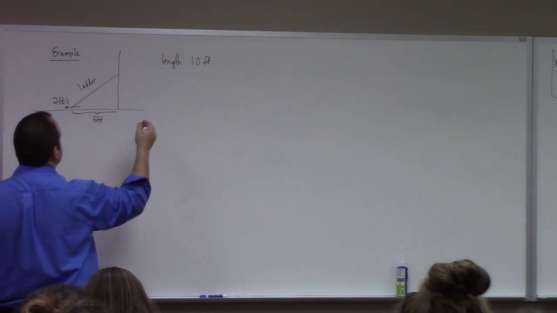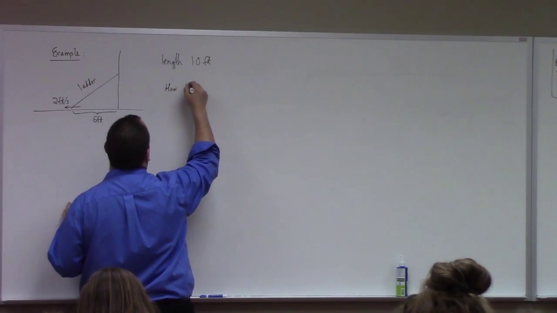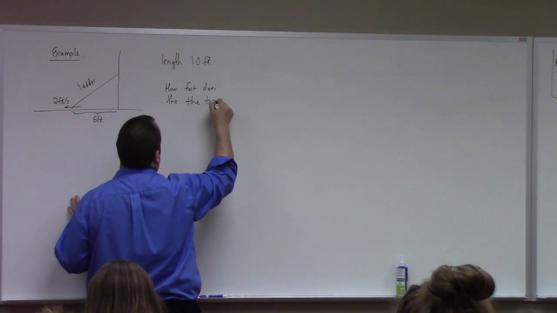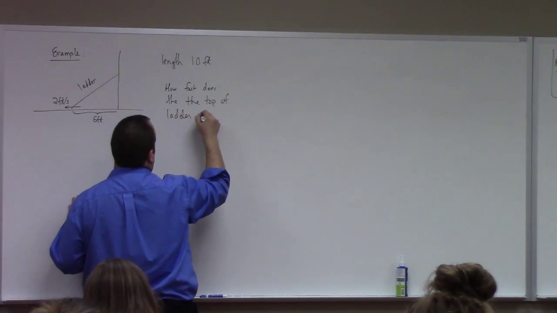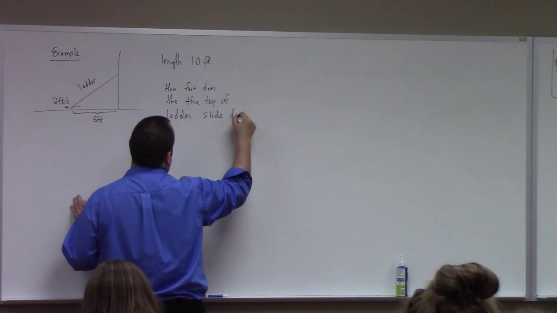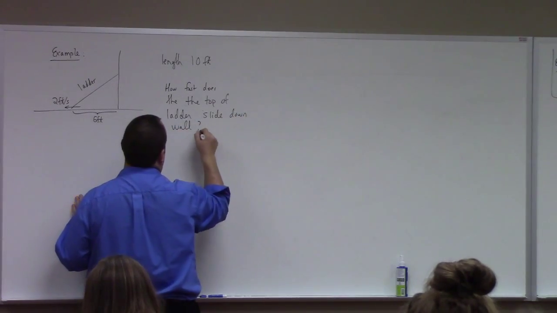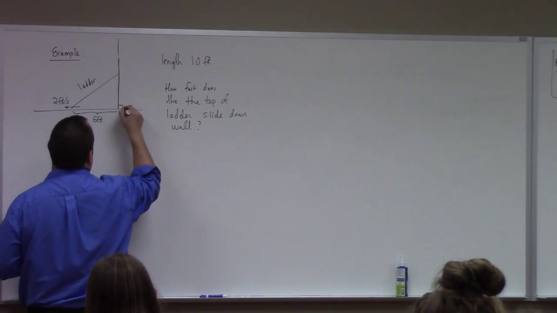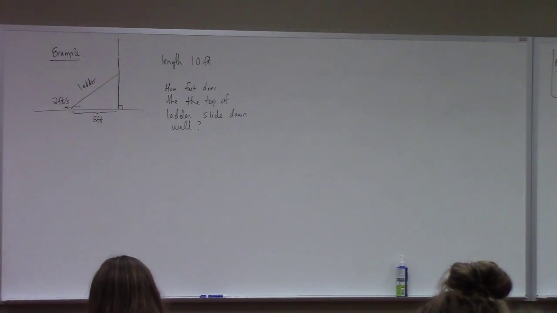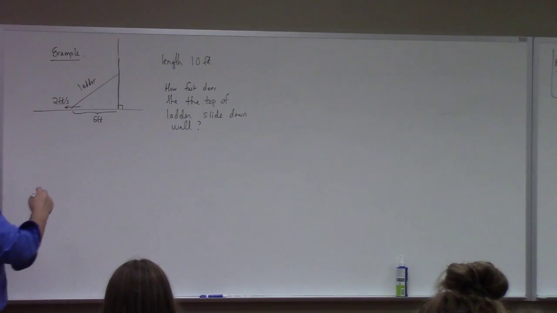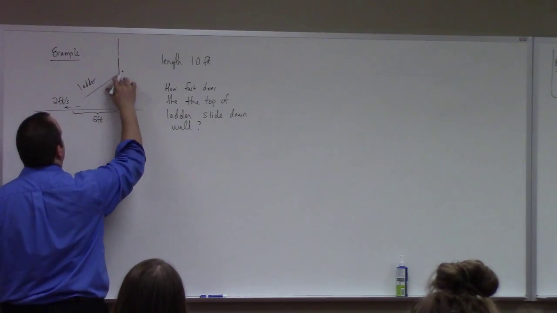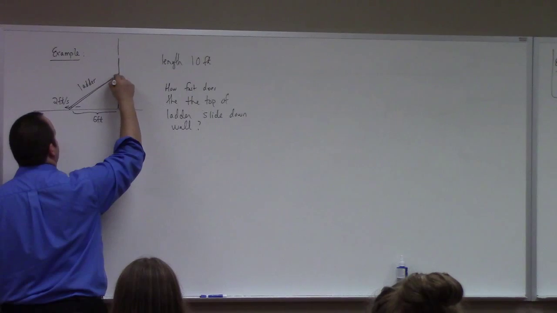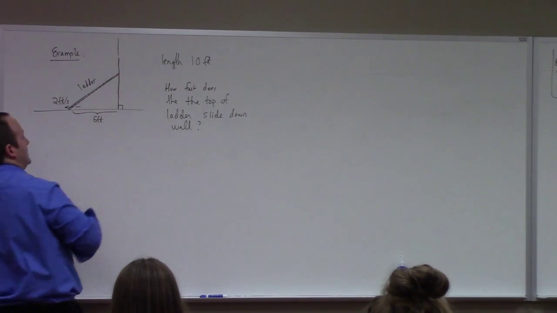The question then is, how fast does the top of the ladder slide down the wall? Now we are assuming that this is not some kind of weirdo wall at some odd angle. This is a right triangle. So we're going to have to use some of that right triangle trigonometry that you hopefully learned back in the day. Do you guys understand the question?